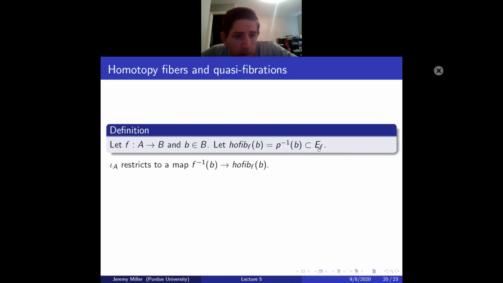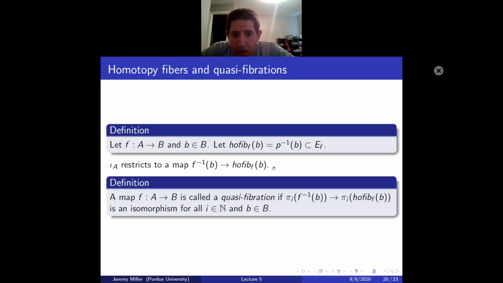The inclusion of A into EF via constant maps induces a map from the actual fibers of F to the homotopy fibers. And then we say that a map is a quasi-fibration if the map from the actual fibers to this homotopically correct fiber induces an isomorphism on homotopy groups. So if everything's a CW complex, we're saying that the fibers and the homotopically correct version of the fibers are equivalent.